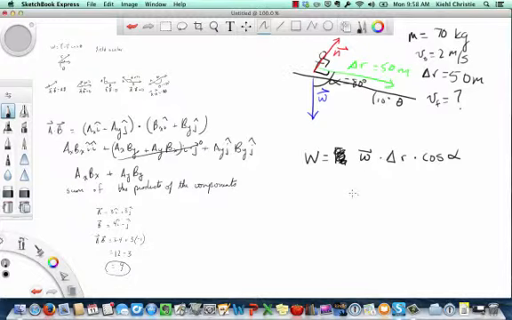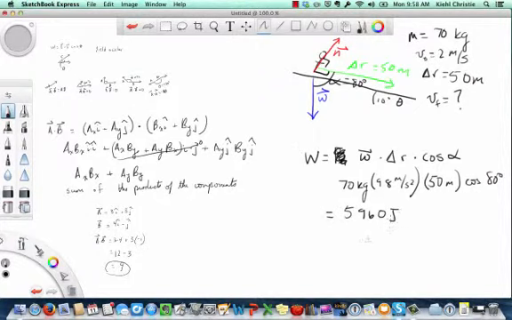So figure out the weight. It's the same as always, 70 kilograms times 9.8 meters per second squared. To that we multiply 50 meters, which is the displacement, times the cosine of 80 degrees. Remember, work is also energy, so the unit on this is going to be joules. We're going to get 5960 when you crank that out in your calculator.